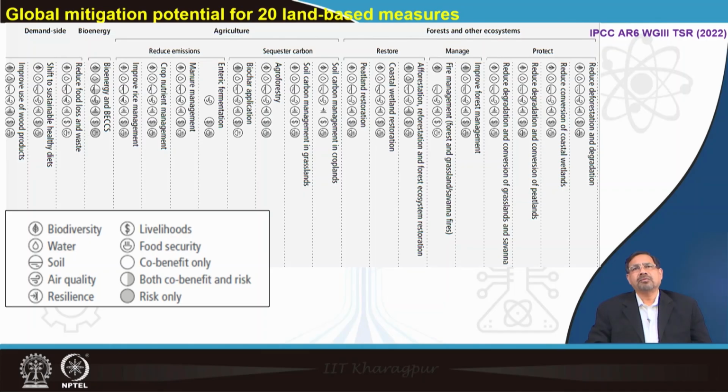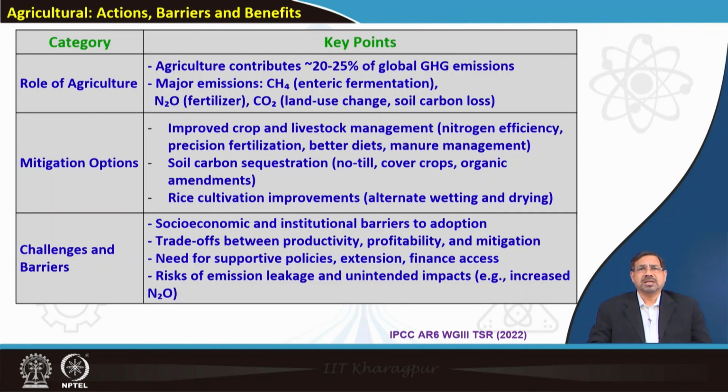Similarly, for the forest and other ecosystems, we have the restoration, management and protection activities as listed. So, the actions, barriers and benefits, the role of agriculture, mitigation options, and the barriers and challenges have been mentioned here. As far as the role of agriculture is concerned, it accounts for 20 to 25% of global greenhouse gas emissions, with major emissions being methane, and all this we covered.